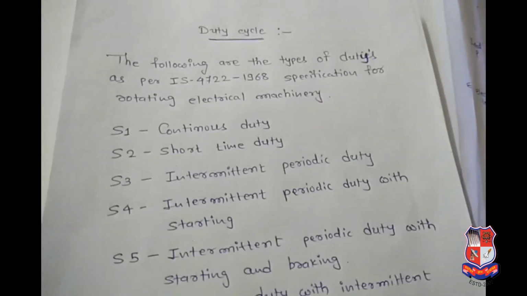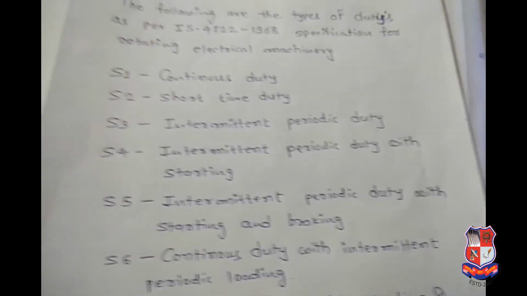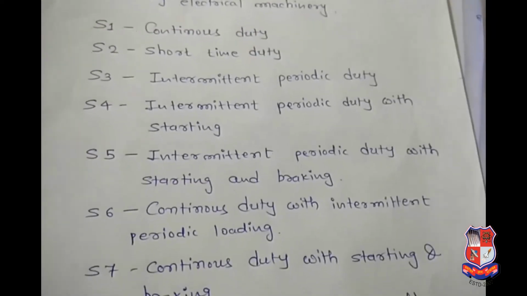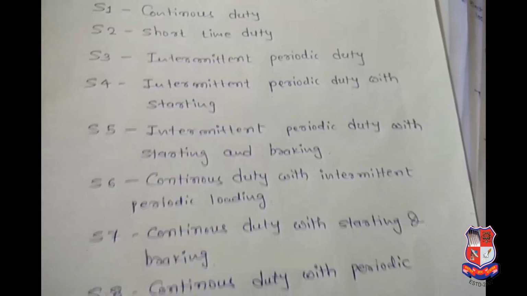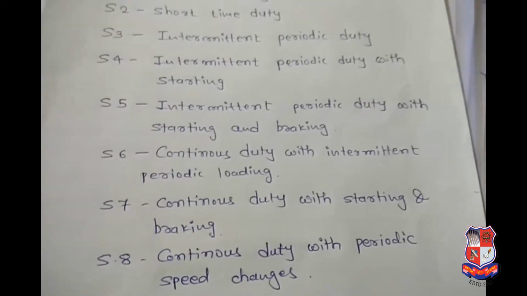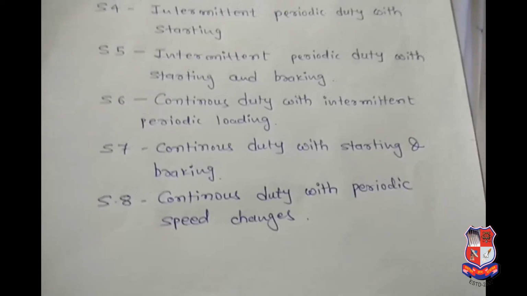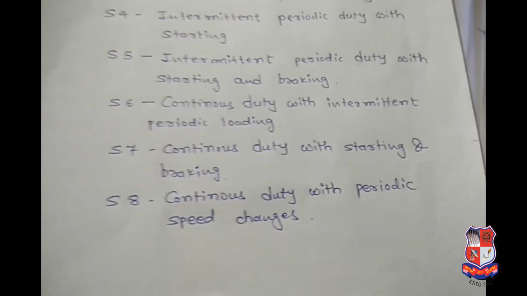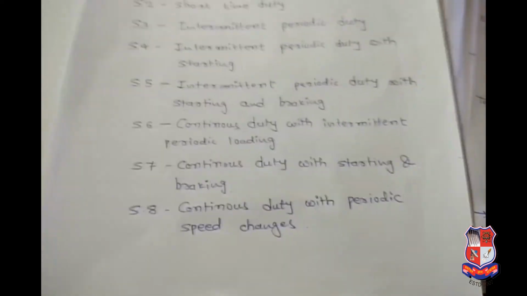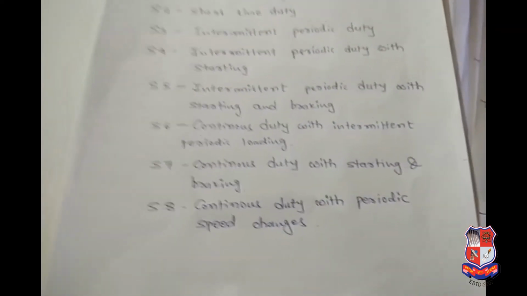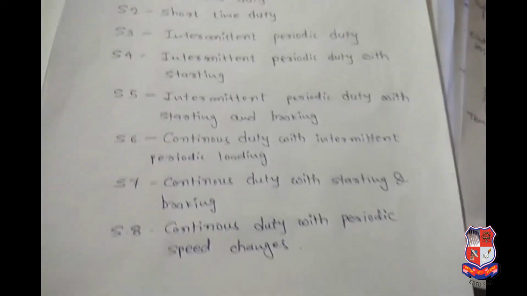So friends, all these types of duties performed by an electrical motor are very important in electrical machines. Lastly, we summarize the different duties: continuous duty, short time duty, intermittent periodic duty, intermittent periodic duty with starting, intermittent periodic duty with starting and braking, continuous duty with intermittent periodic loading, continuous duty with starting and braking, and continuous duty with periodic speed changes. I hope all of you are familiar with these types of duty and reach every conclusion.